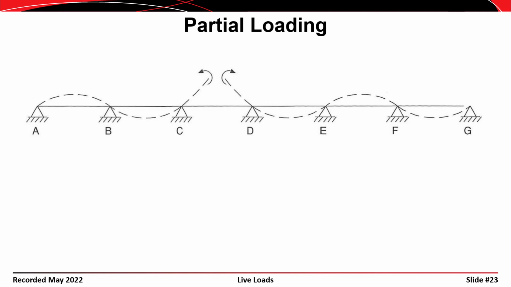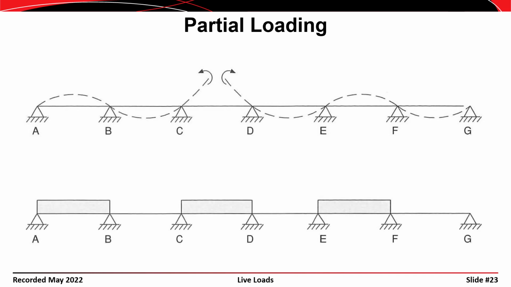So if we were going to apply our live load to this continuous beam in order to maximize the moment in span CD, we would want to apply that live load like is shown here at the bottom of the slide. We would want to apply live load over span AB, span CD, and span EF. If we put live load in span BC, span DE, or span FG, that would actually reduce the felt moment at the point of interest. So we wouldn't put the live load in those regions, thus the transient nature of live loads.